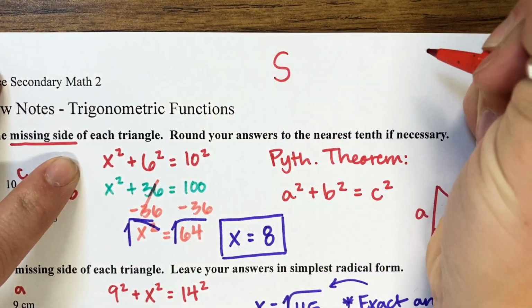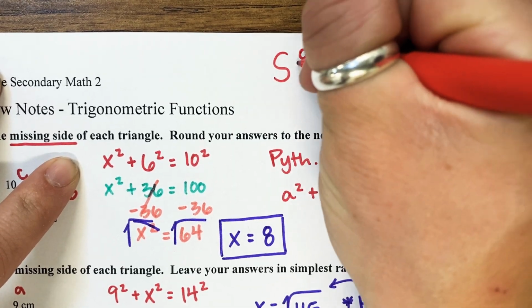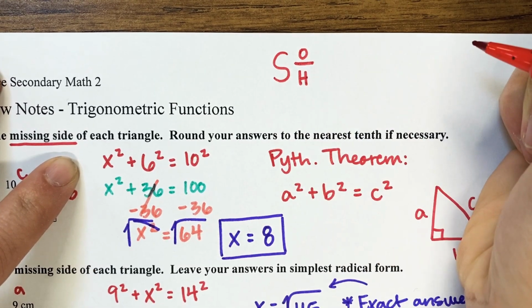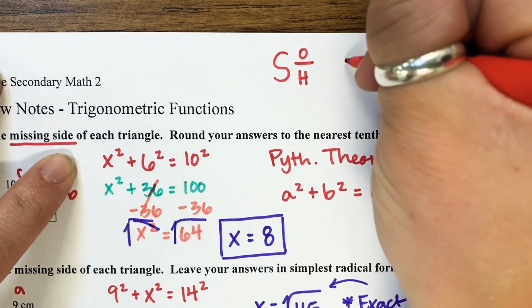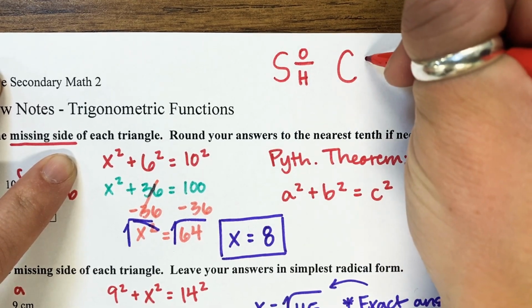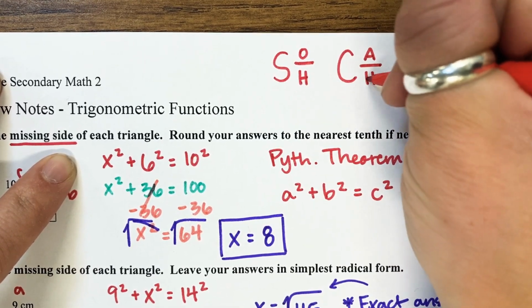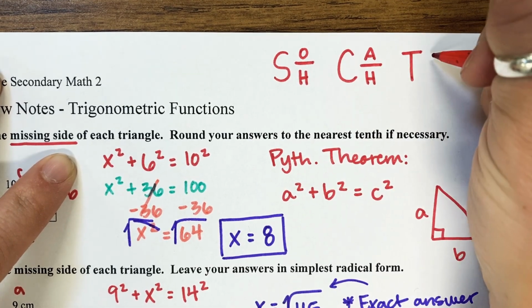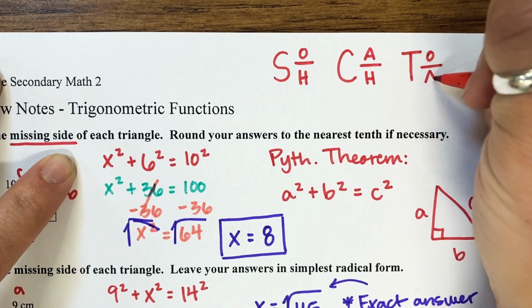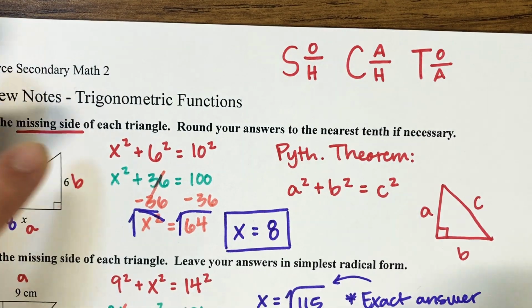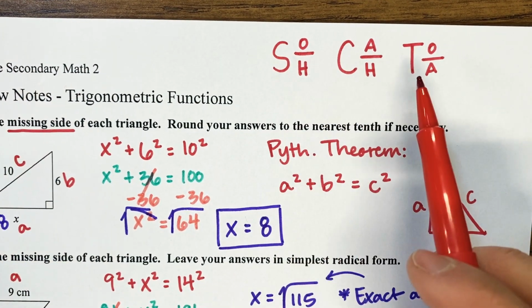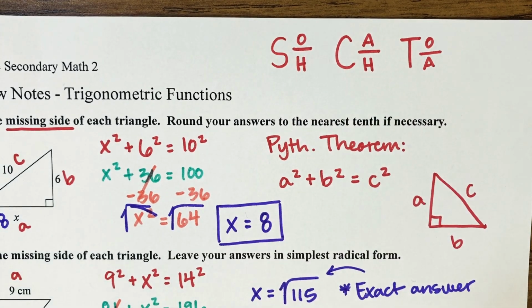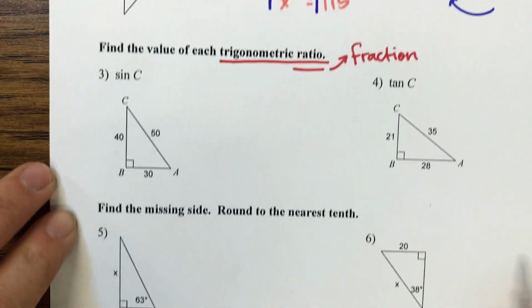So we have sine. Okay, we know that opposite over hypotenuse goes with sine. Then we have cosine. We know that adjacent over hypotenuse goes with cosine. And then we have tangent. Opposite over adjacent goes with tangent. Okay, so if you remember SOH CAH TOA, this will be pretty easy to memorize. Okay, so let's go back here.